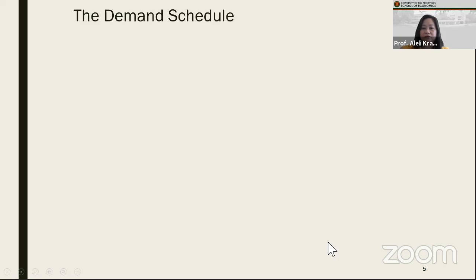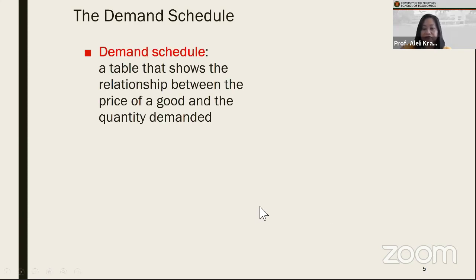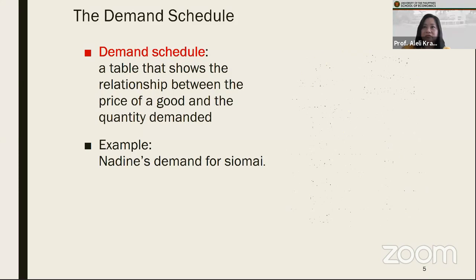Okay, so demand can be represented in different ways. So we saw that the quantity demanded can be represented in different ways. We can represent demand via a demand schedule. Okay, so the demand schedule is a table that shows the relationship between the quantity demanded and the price of the good. Okay, so let's look at this example.